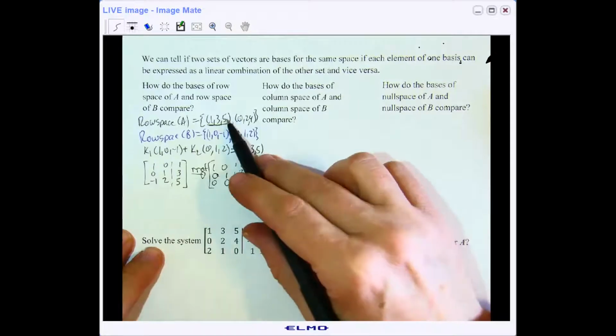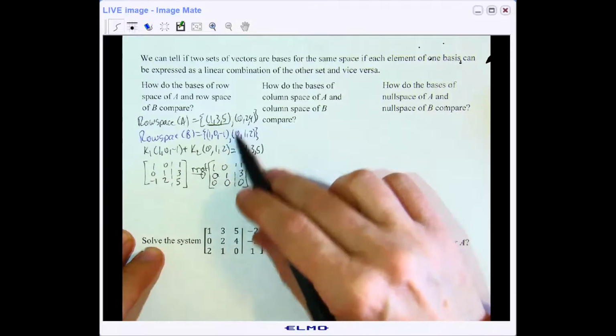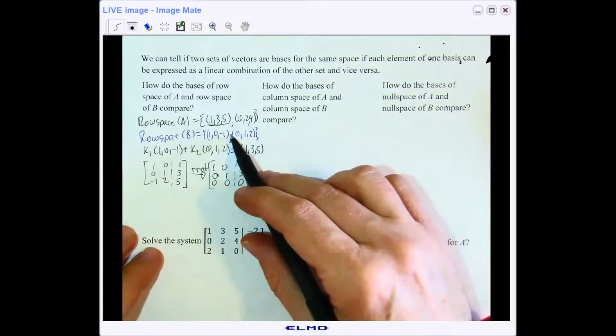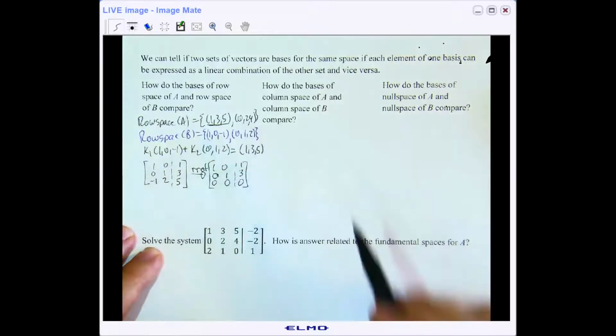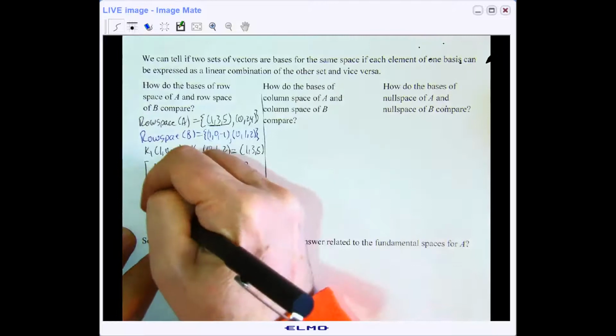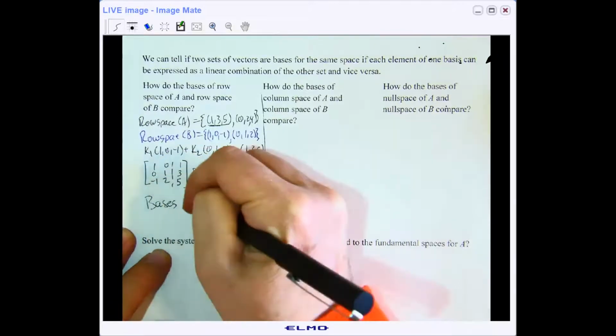And if you can do that between the two pairs of vectors, the two sets of vectors, then those two bases cover exactly the same space. So we know that these two are bases, two different bases for the same space.